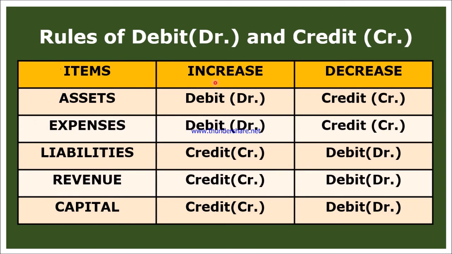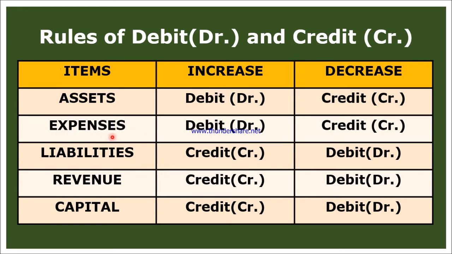Now the rule is, if an asset increases, then we have to debit that asset, and just the opposite, if an asset decreases, then we have to credit. Students, I hope you can recall the definition of assets: anything from which we will get benefit in future is an asset. So if an asset increases, you debit it; if it decreases, you credit it.